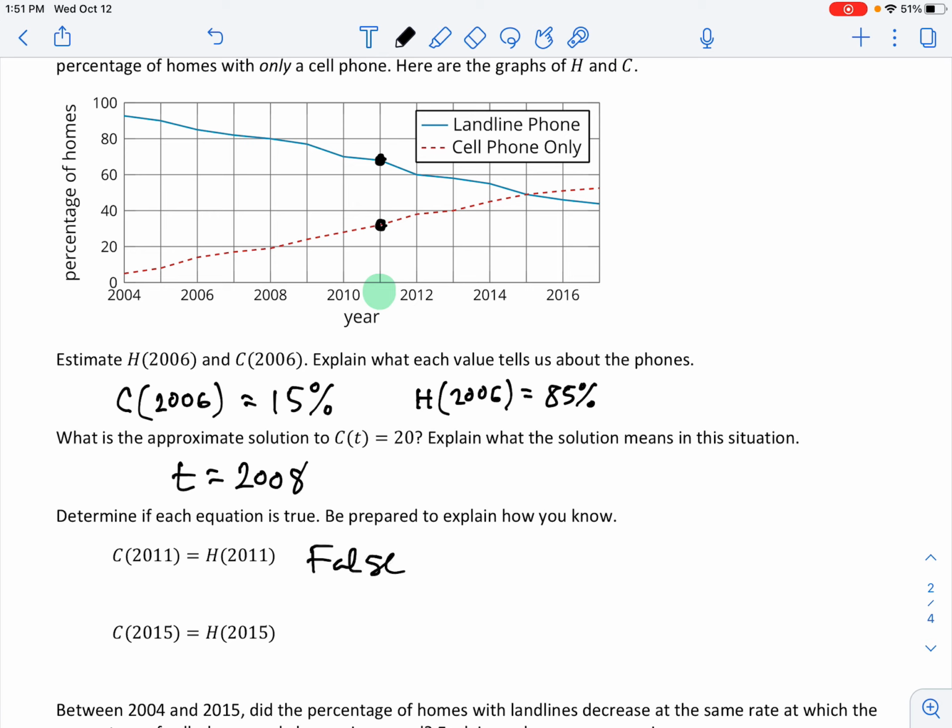And then we can go for the second one, up to 2015. And 2015 is right here. You can see in this case, 2015 is when the two lines actually intersect. If they're intersecting, they are equal to each other because they're at the exact same point on the graph. So we would say that this one is true.